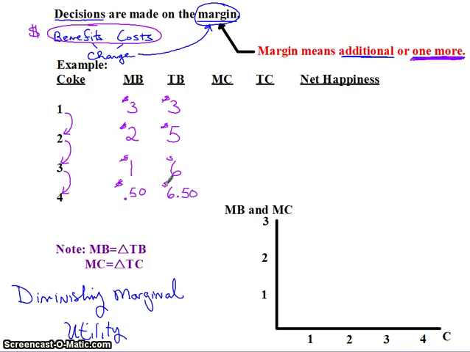$6.50. So this is a really important concept, this idea of the margin. And maybe one last way to think about this is that people get tired of stuff. They get sick of stuff. Each additional Coke adds less happiness to their life than the previous. The first Coke gave them a lot of happiness, the second gave them less happiness, and so on as we go. That's the idea of marginal benefit.